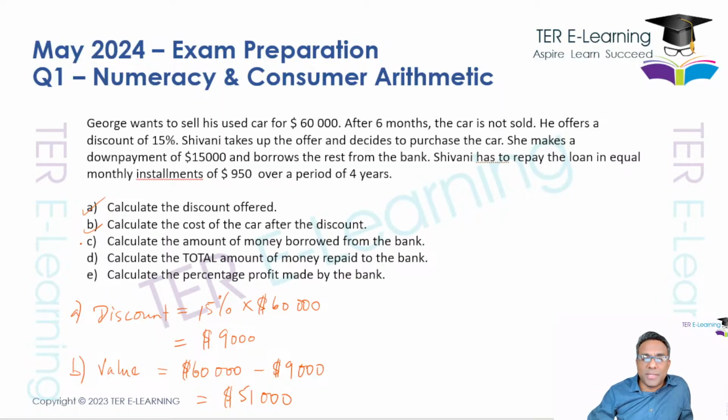So that's part B. Part C now, calculate the amount of money borrowed from the bank. Now, here's the thing. This is the value of the car. That's how much you have to pay for the car. But she's making a down payment of $15,000. So that means the amount that she has to borrow, the borrowed amount, has to be, we're going to take the value of the car, which is 51,000, and minus the down payment, which is 15,000.